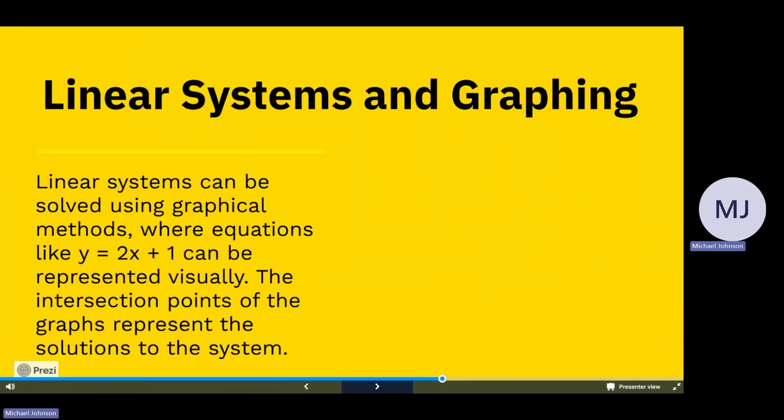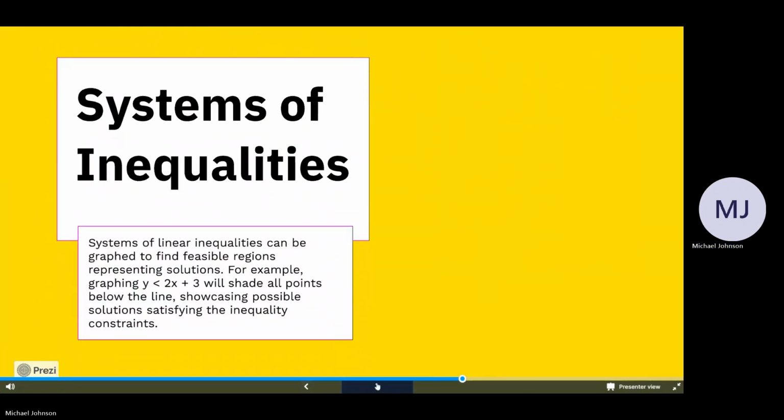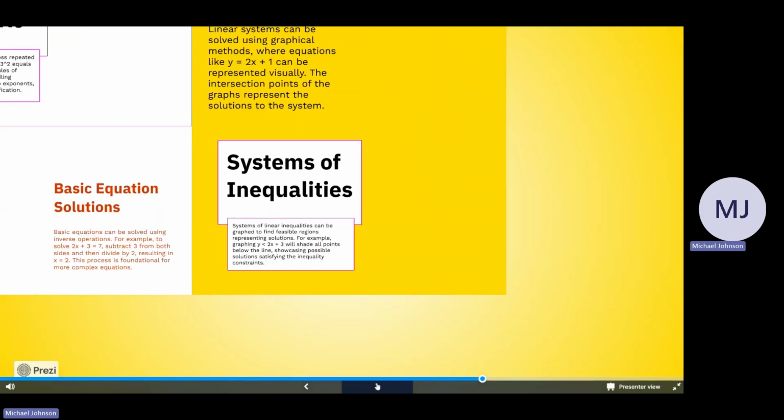Linear systems can be solved using graphical methods, where equations like y = 2x + 1 can be represented visually. The intersection points of the graphs represent solutions to the system. Systems of inequalities: systems of linear inequalities can be graphed to find feasible regions representing solutions. For example, graphing y < 2x + 3 will shade all points below the line, showcasing possible solutions satisfying the inequality constraints.